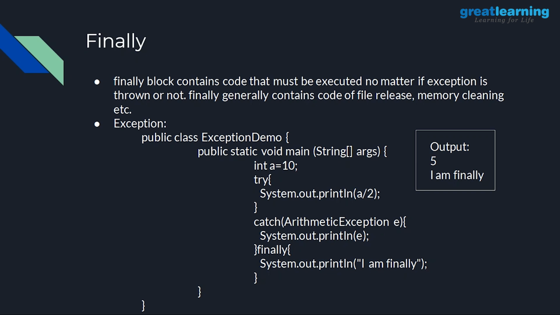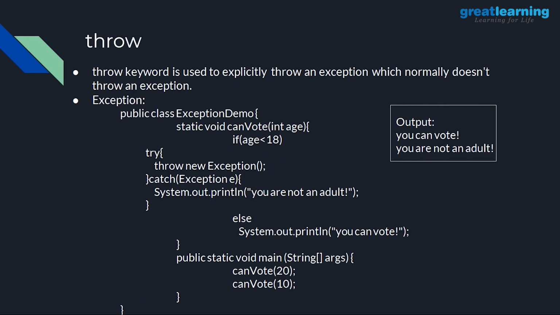If you want something to be executed, no matter if the exception has occurred or not, finally will still be executed. Now, the throw keyword is used to explicitly throw an exception which normally doesn't throw an exception.